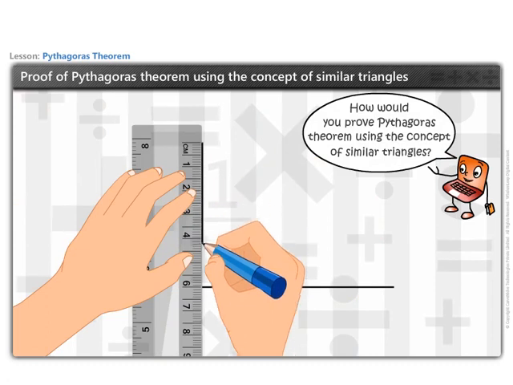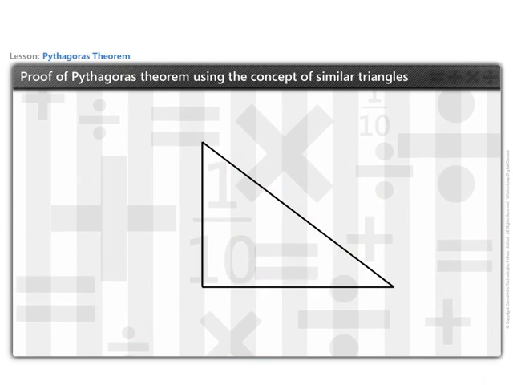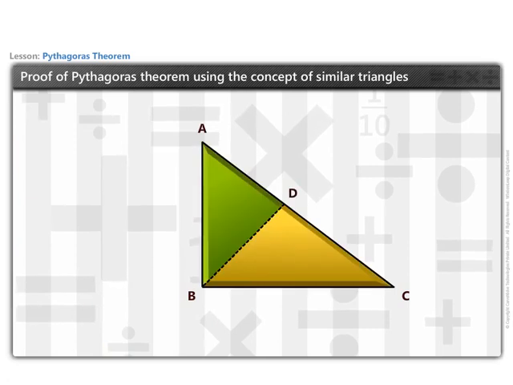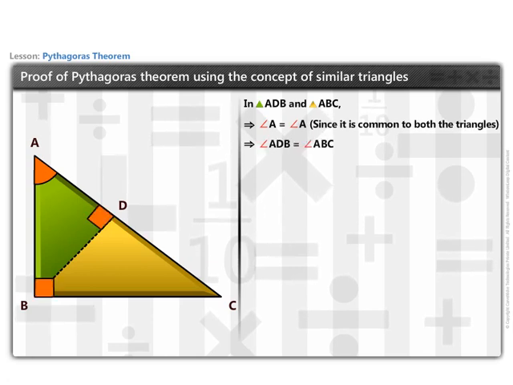How would you prove Pythagoras theorem using the concept of similar triangles? Let us consider a right triangle ABC, right-angled at B. BD is perpendicular to the hypotenuse AC. In triangles ADB and ABC, angle A is equal to angle A, since it is common to both the triangles. Angle ADB is equal to angle ABC, that is equal to 90 degrees. Therefore, triangle ADB is similar to triangle ABC. Let us consider this as equation 1.